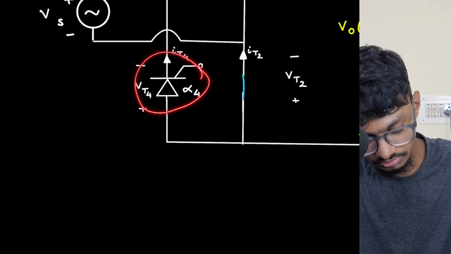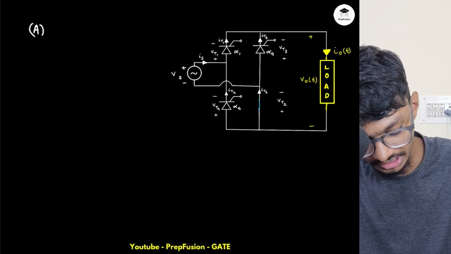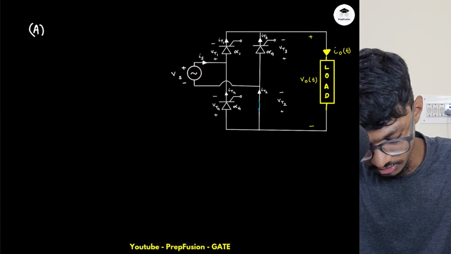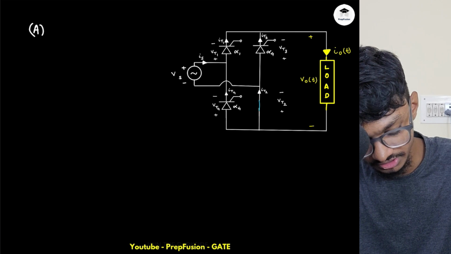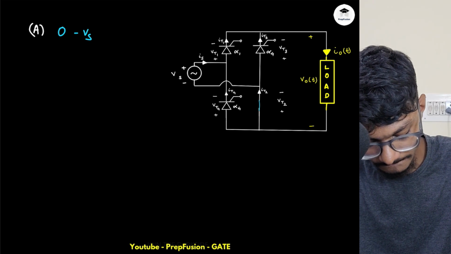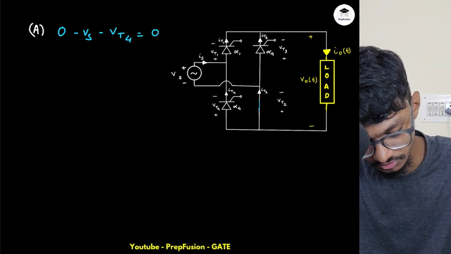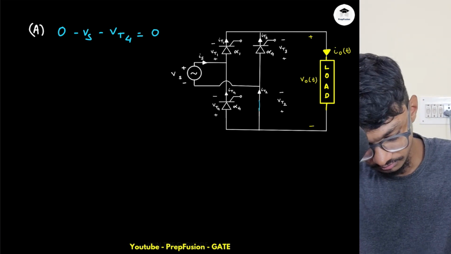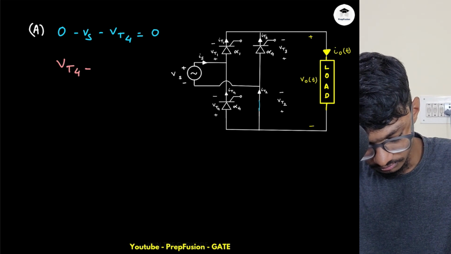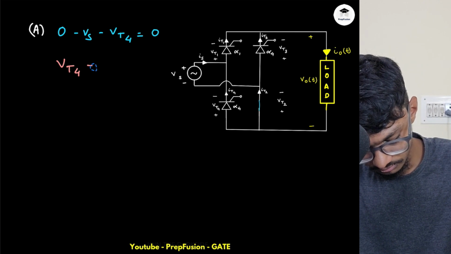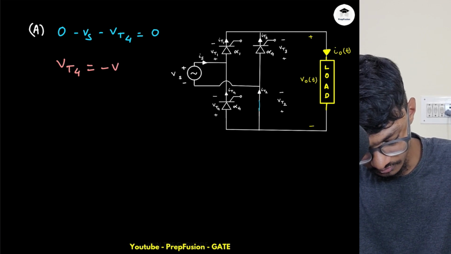Now as it turns on, what will happen to this T4? So I will find out that. I'll apply KVL. I will start from here, plus VT2, then minus VS, minus VT4. So plus VT2 is 0, right? Because the voltage across the SCR is 0. It has turned on. So 0 minus VS minus VT4 equals 0. Okay, so what is my VT4? VT4 equals minus Vs, right?